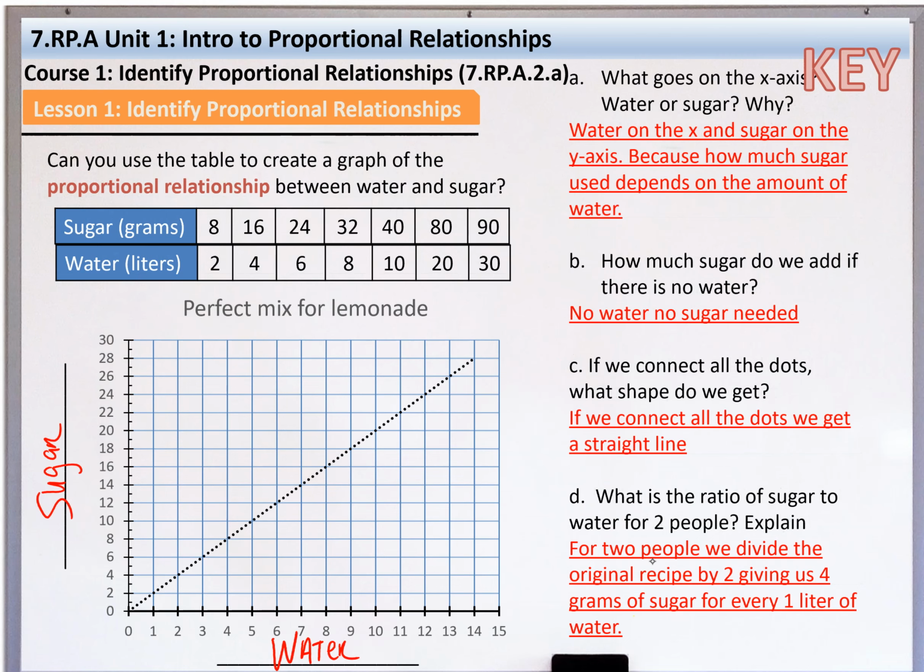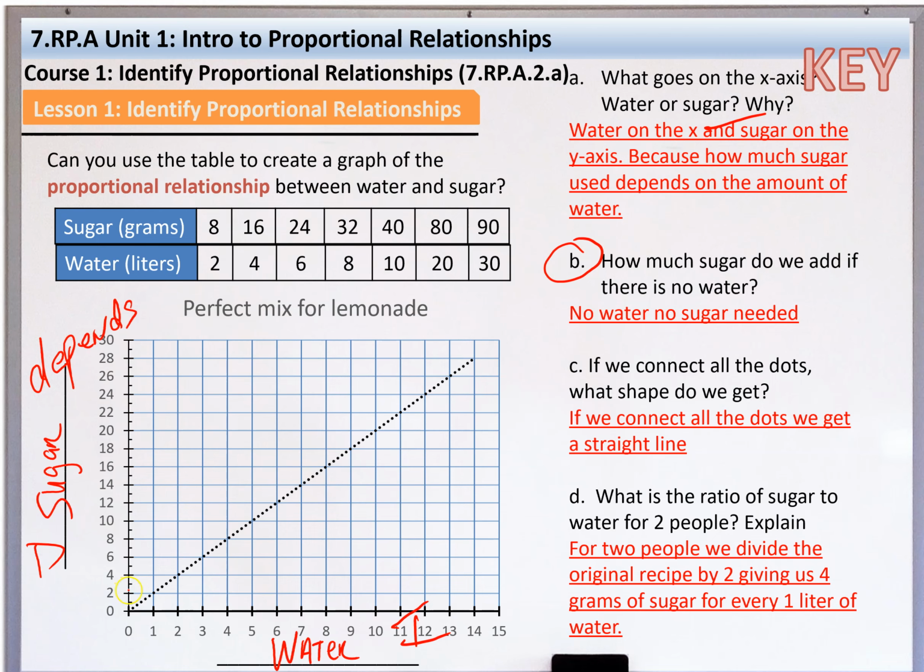First of all, we're going to put water on the x-axis and sugar on the y-axis, because I'm going to jump to letter B. If there's no water, there's no need for any sugar. You can't have lemonade. How much sugar you use, if you remember, depends on how much water. So we have independent and dependent. Sorry, my handwriting is terrible. We have independent here and dependent here. So that's why water's on the x-axis and sugar's on the y-axis.